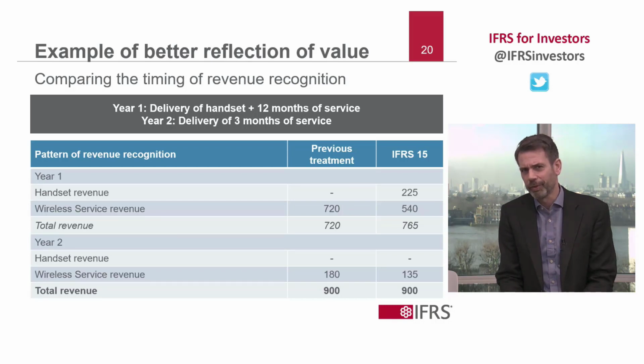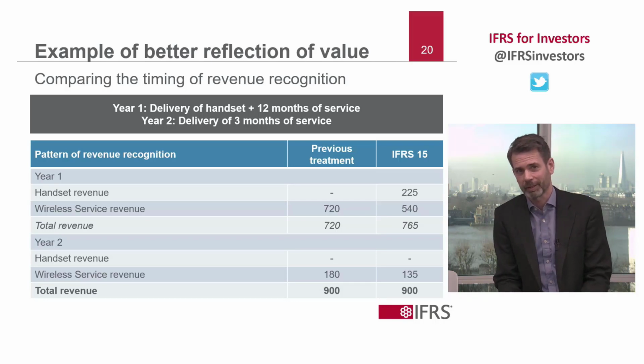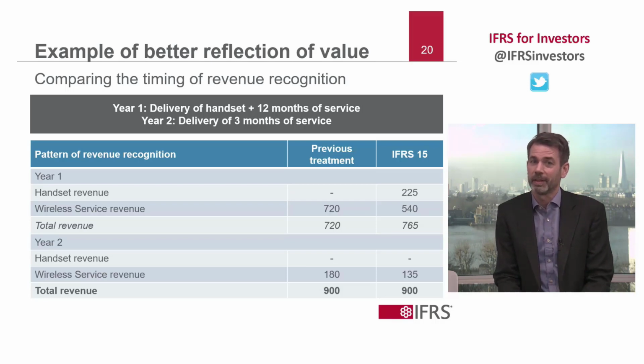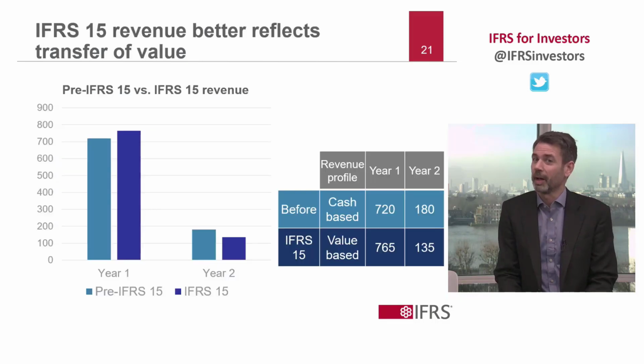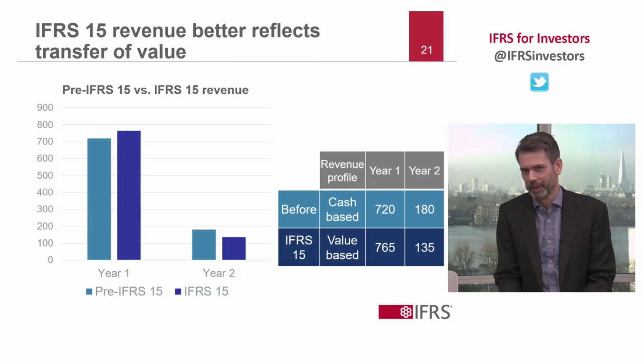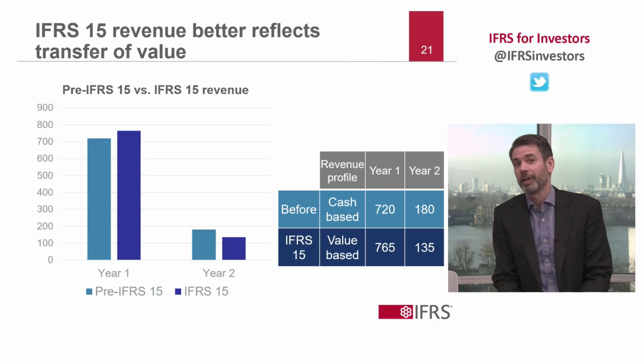Year 2 revenue is comprised entirely of service revenue for the remaining 3 months of the contract. We can see that the pattern of revenue recognition and measurement is different under IFRS 15 than the previous treatment. We can see higher revenues in year 1 and lower revenues in year 2 under IFRS 15. Applying IFRS 15 results in a more accurate reflection of the transfer of value to the customer, and a consequence of this approach is an acceleration in revenues relative to the pattern of revenues observed under the previous requirements.